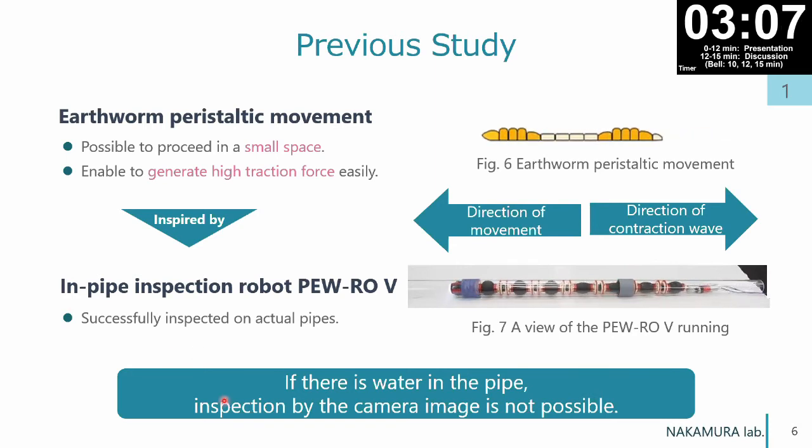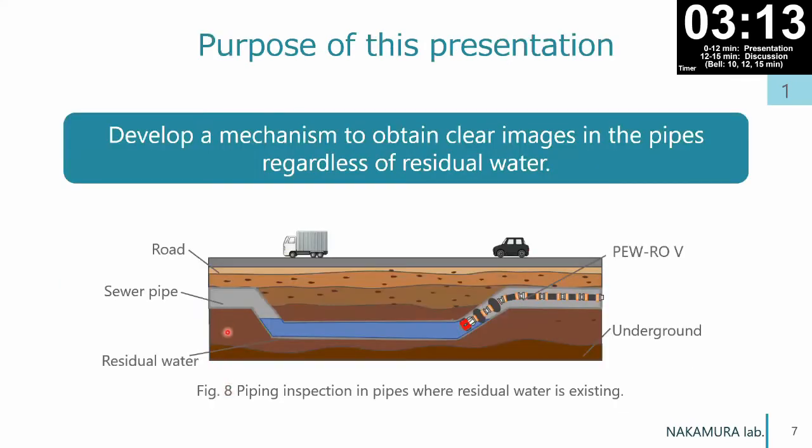However, if there is water in the pipe, inspection by camera image is not possible. When water remains in the pipe, it looks like figure 8. In the residual water, camera images are unclear. So the purpose of this presentation is to develop a mechanism to obtain clear images regardless of residual water.